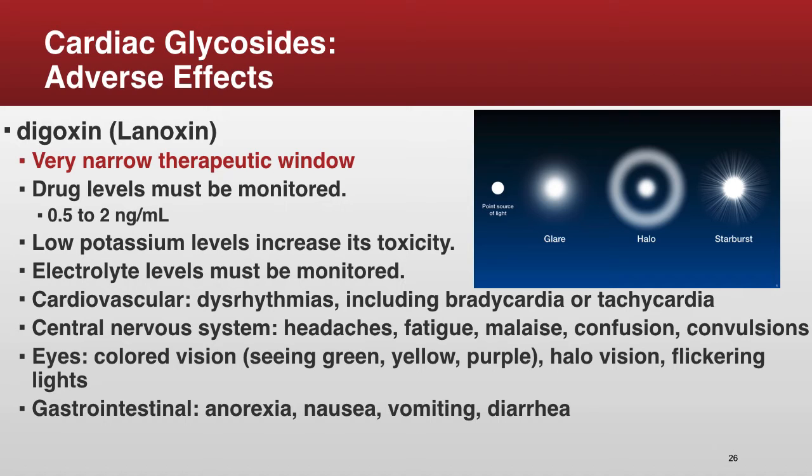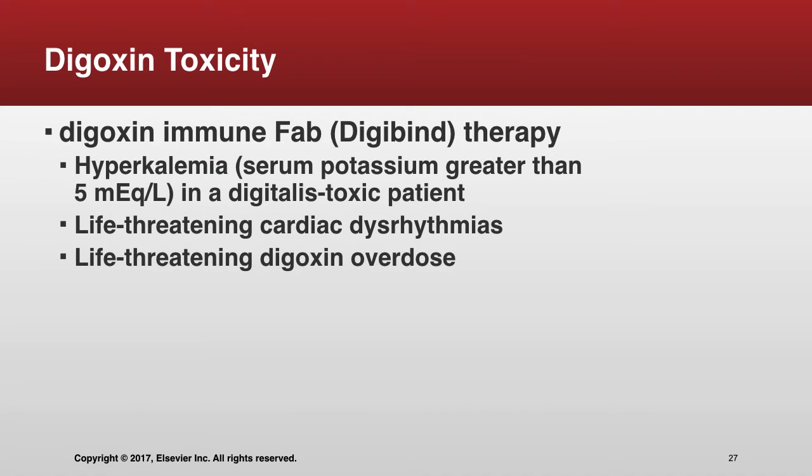Gastrointestinally, they can have anorexia, nausea, vomiting, and diarrhea. Digoxin toxicity treated with digoxin immune Fab or Digibind therapy can result in hyperkalemia, with serum potassium levels greater than 5 milliequivalents per liter in a digitalis toxic patient. This can cause life-threatening cardiac dysrhythmias and life-threatening digoxin overdose.